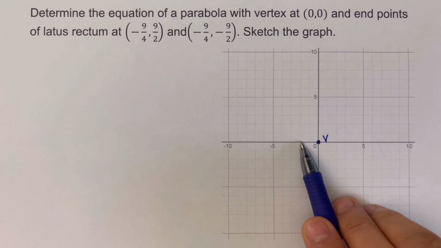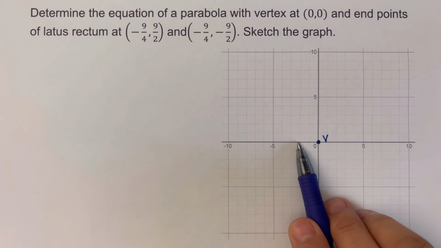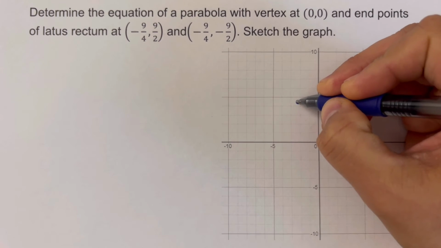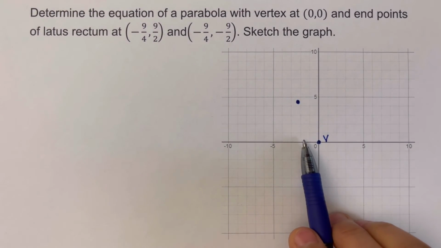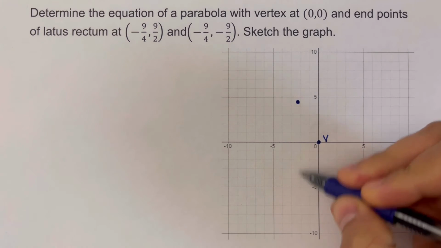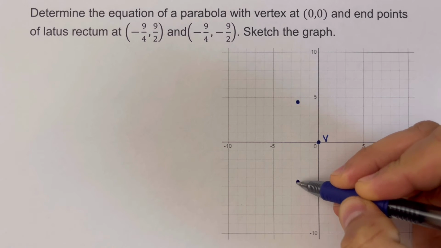So that's 1, 2, 2.25 is somewhere around here. And then that's +9/2. 9/2 is 4.5. So I go 4.5 up here. So this is where the first end of the latus rectum is located. Now, the other end is on, again, -2.25. That's 9/4, somewhere here. And then the other coordinate is -9/2, so that's -4.5. So it's going to sit across that side right there. So these are the two ends of the latus rectum.